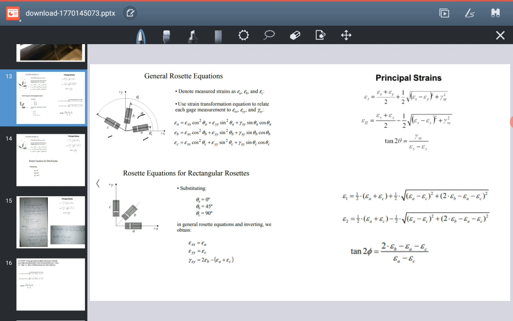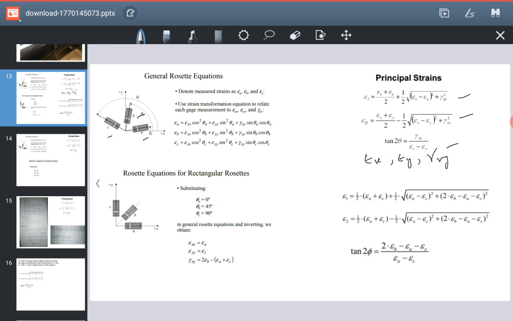So what I'm going to do is that first of all I'm going to write the equation of the principal strains. This is the equation of the principal strain and its orientation. You see, we have to find three elements: epsilon x, epsilon y, and gamma xy.